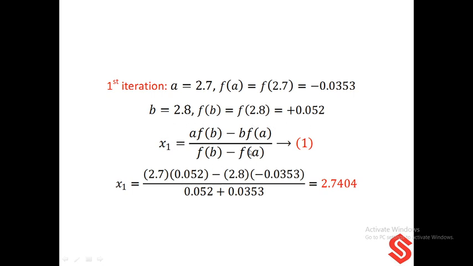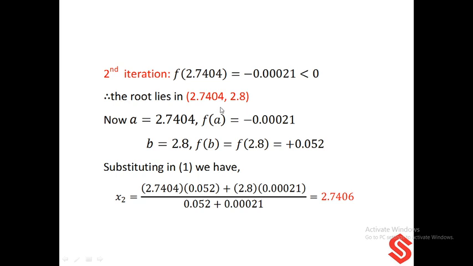Substitute in the formula 1, we get x1 is equal to 2.7404. Next iteration, that is second iteration. First let us find f of 2.7404, that is, in the given function put x is equal to 2.7404, we will get minus 0.00021, that is negative.